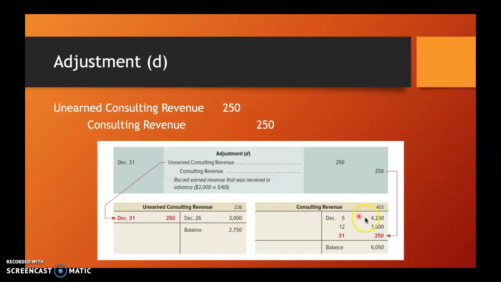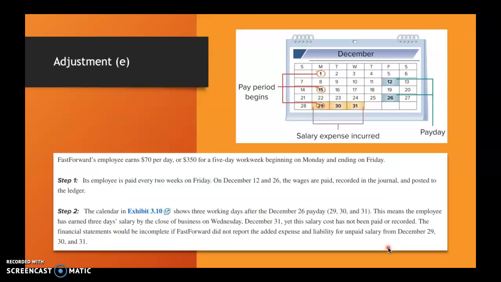And then over here, we can see that consulting revenue is a credit normal balance. I'm not sure if this is just for December or the whole year, but the balance of revenue at the end of the year that they made is $6,050. The next entry here is E.